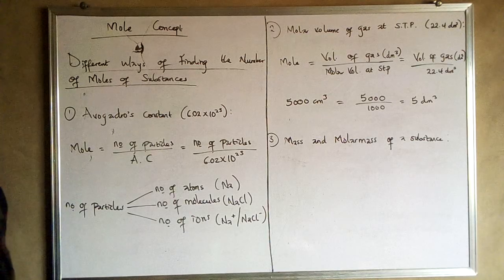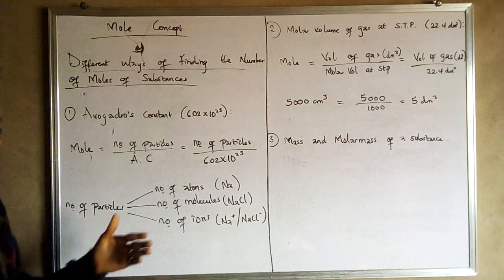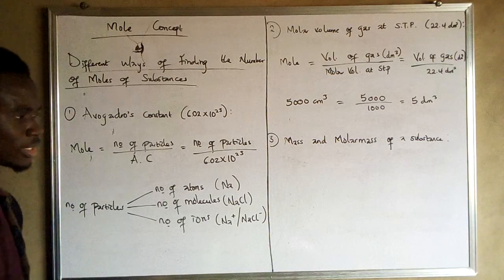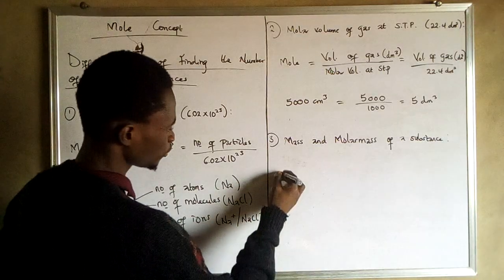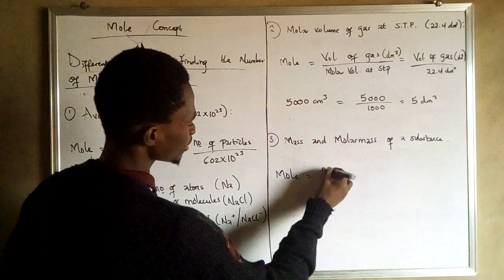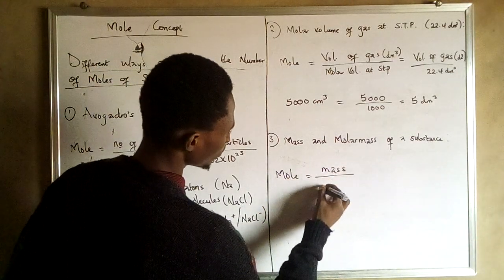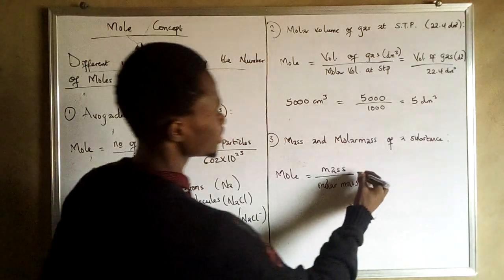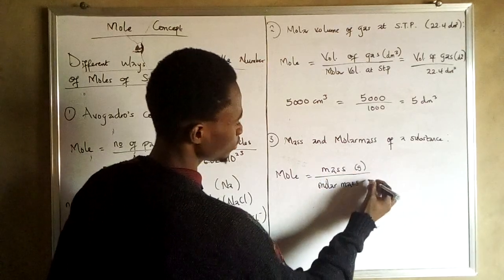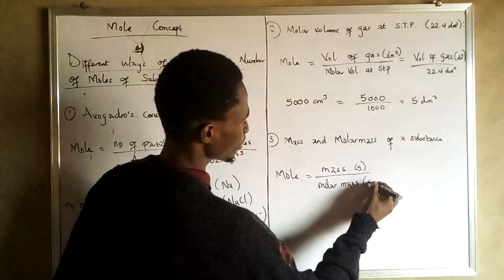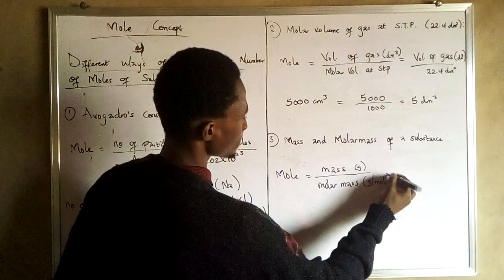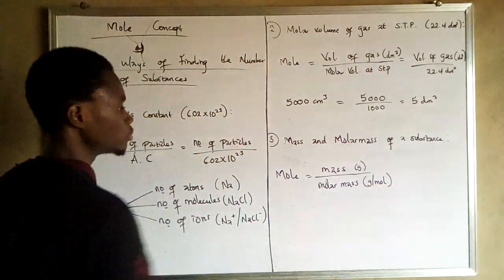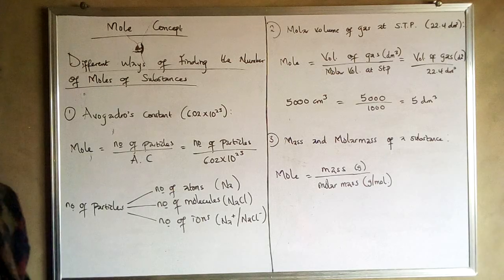While the third way of finding the number of moles of a substance is using the mass and the molar mass of the substance. This is a simple formula: mole is equal to mass over molar mass. The unit of the mass here is gram, while the unit of the molar mass is gram per mole. So these are the simple ways of finding the number of moles of a substance when asked in questions. So just look at the values.